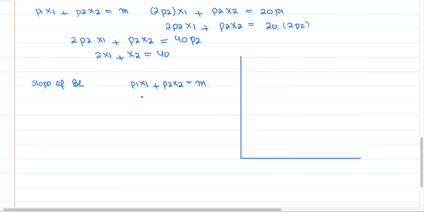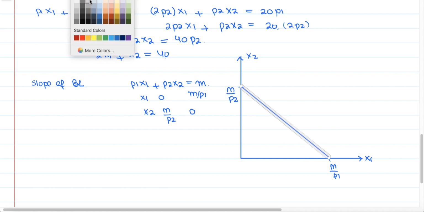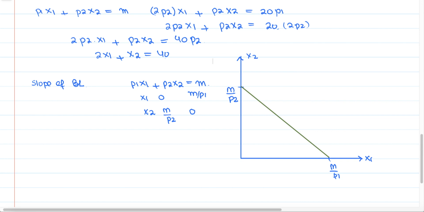When x1 is 0, x2 is m by p2. When x2 is 0, x1 is m by p1. So when x1 is 0, x2 is m by p2, and when x2 is 0, x1 is m by p1. You join them by a line segment, and that becomes the budget line, right? So how do you find out the slope, basically?